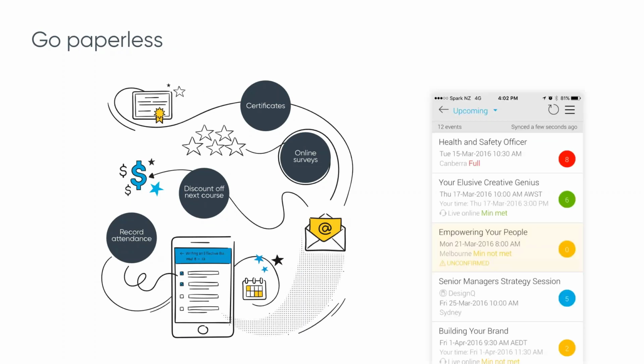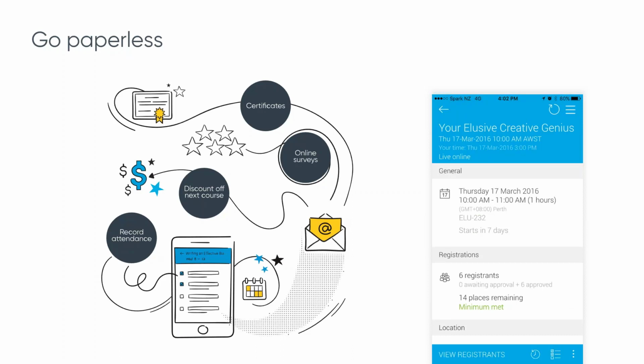There are also tools for presenters. So what you can see here is we've got a mobile app, and so your presenters can very clearly see on their own phone what training they've got coming up, who's coming to that training, and when it is. So if we just click into one of those courses, what we can see here is another array of detail.